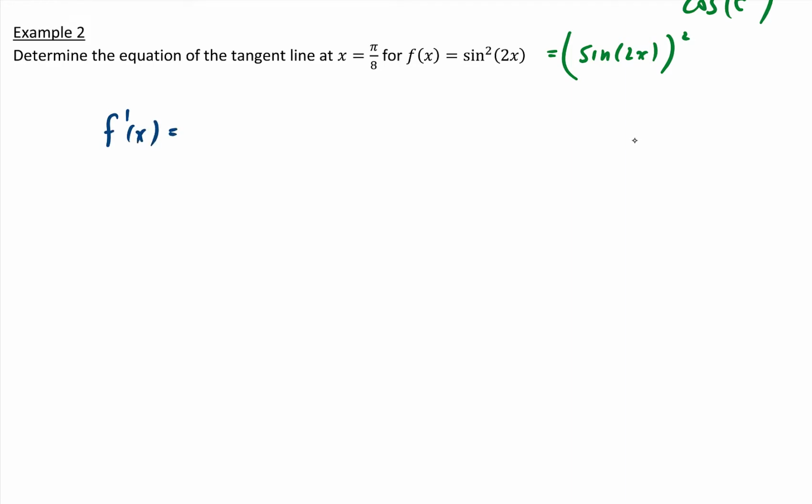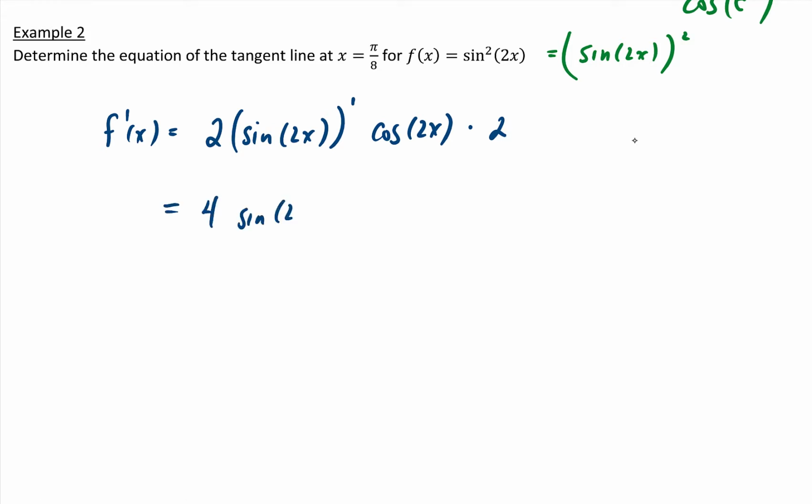We're going to need the chain rule, or the power of the function rule if you like. We need to bring the 2 to the front, and then we rewrite what we had inside the brackets. So this is sine 2x, and then this is now to the exponent of 1. Then we need to times by the derivative of the inside. The inside function is sine of 2x, and the derivative of sine is cosine of 2x. Then times the derivative of the inside of that function, which is 2. So this simplifies to 4 sine of 2x times cosine of 2x.